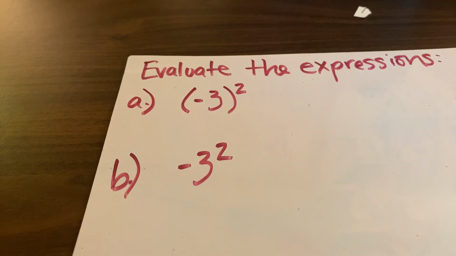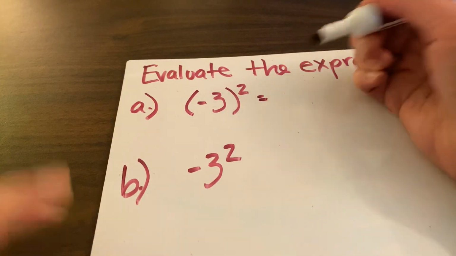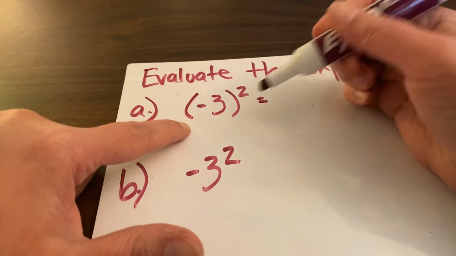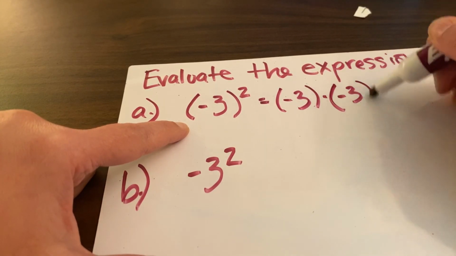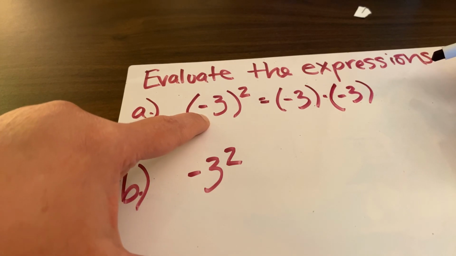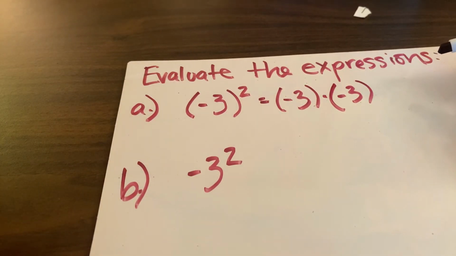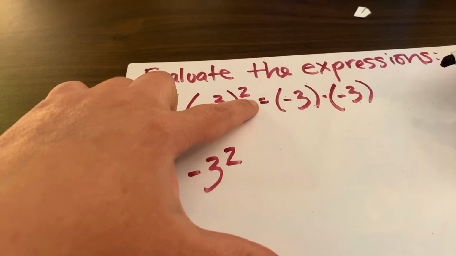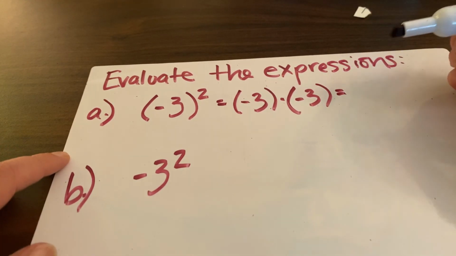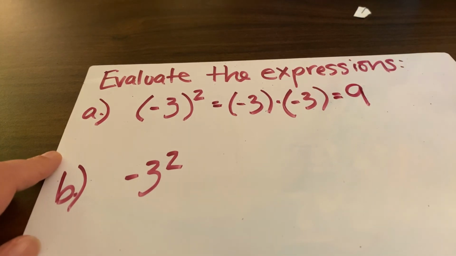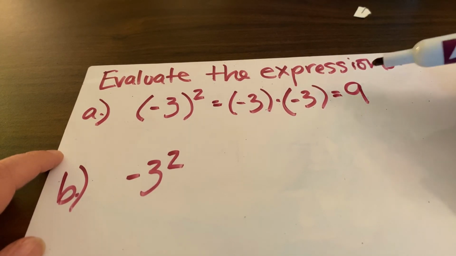Now, we need to be careful with negative signs when we are squaring them or raising them to any power, really. This right here, (-3) squared, means -3 times -3 because the negative is inside the parentheses and the exponent is outside the parentheses. So it's saying multiply what's in the parentheses by itself 2 times. So -3 times -3 would be a positive 9 because a negative times a negative is a positive, right?